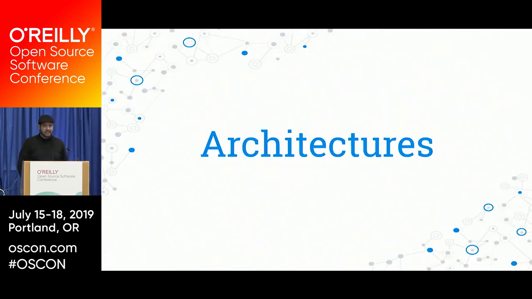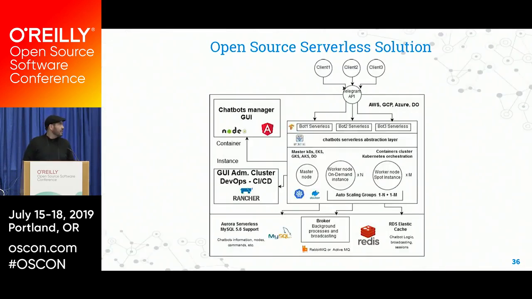So here are all the architectures, put together in a diagram. Here is the diagram of the solution. There are three solutions. This one is the open source serverless solution. For example, in this part, you can deploy all the Kubernetes cluster.